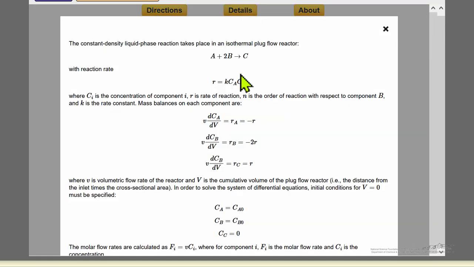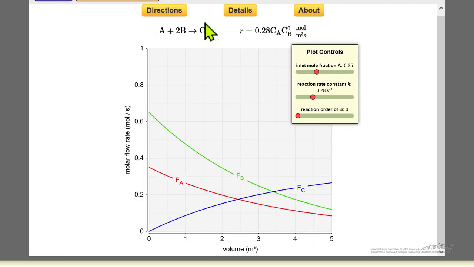The equations used to generate the differential equations are shown in the details here. And since this is a liquid phase reaction, the mole change doesn't come into consideration in calculating the molar flow rates, the reaction rate. If this was a gas phase reaction, it would be a different situation.